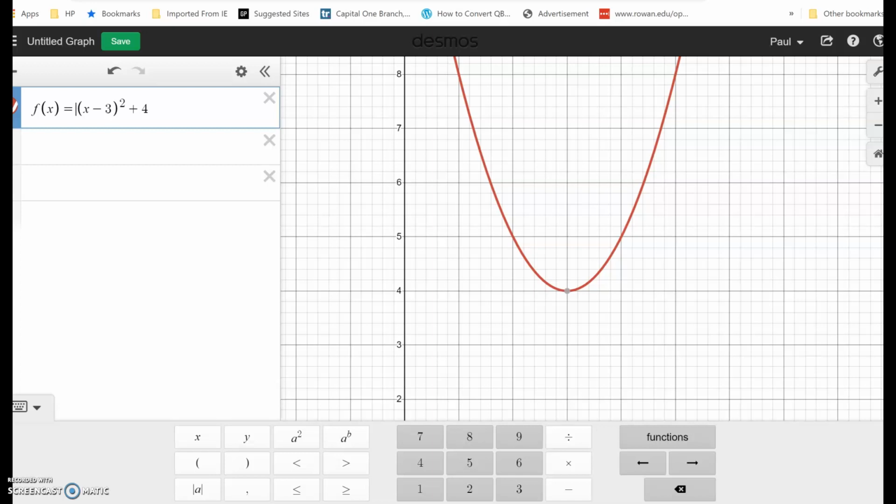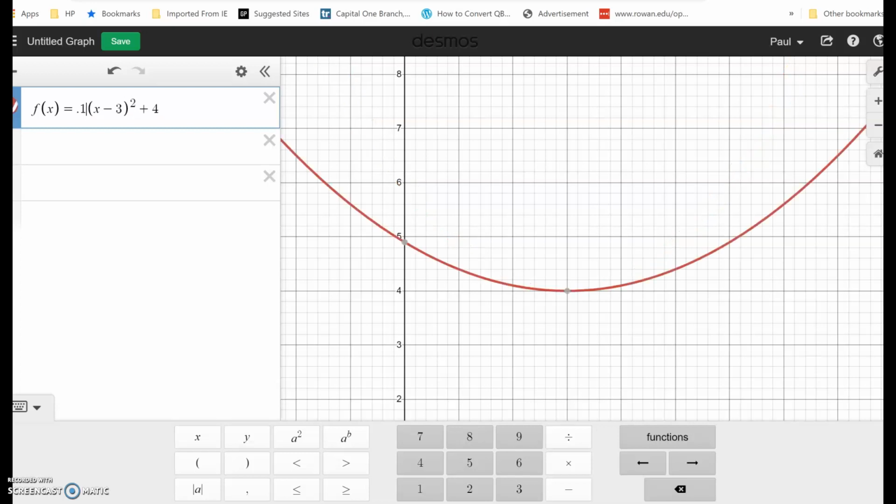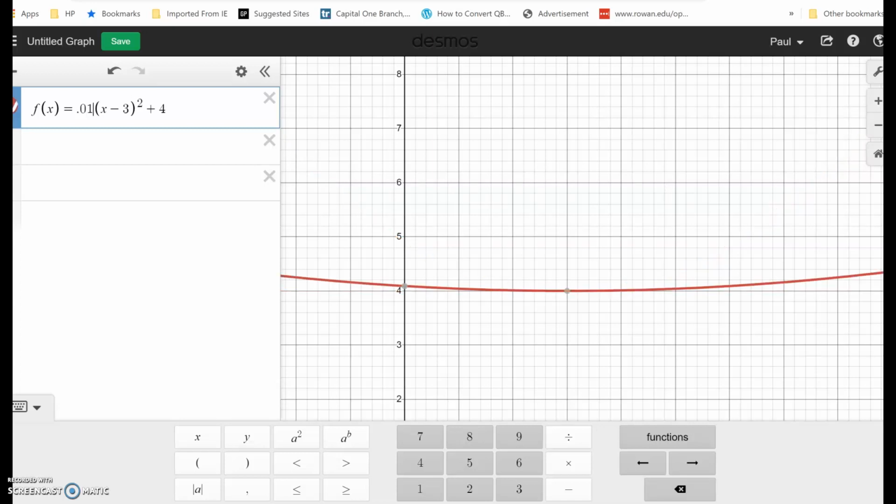Let's let that a be a 0.25. Do you see how it makes it fatter? Let's make it be a 0.1. You see how it makes it broader? It still has the same vertex at 3, 4. You can see that. But that a number controls the steepness of the graph. And now if we made it be 0.01, which is of course ridiculous, it's looking almost like a straight line.